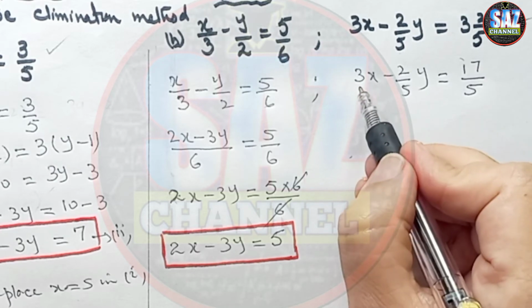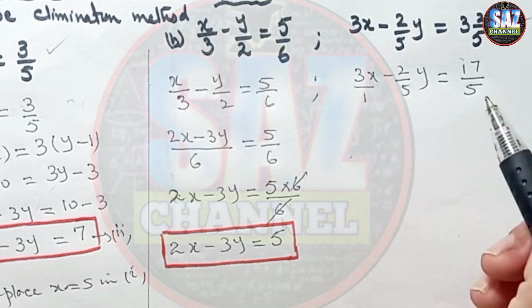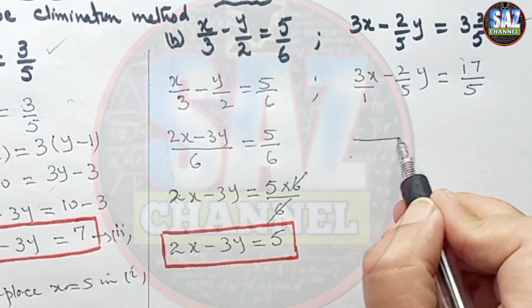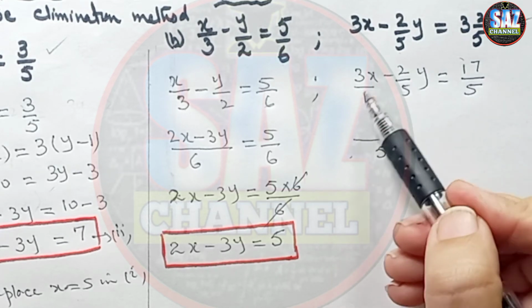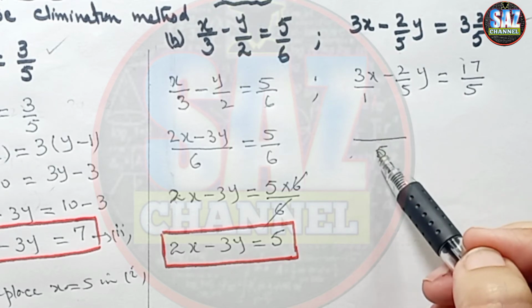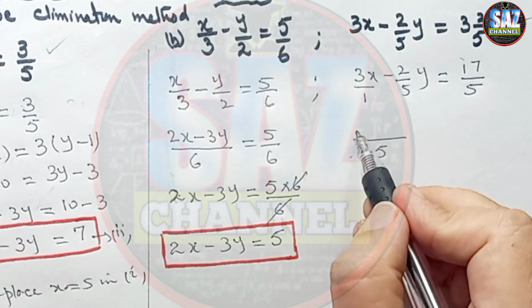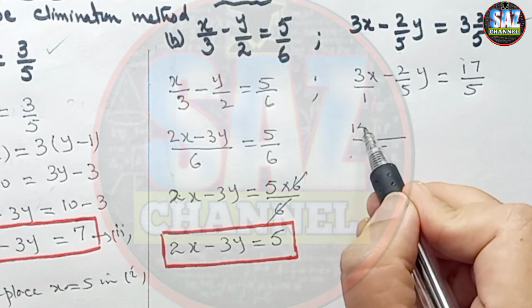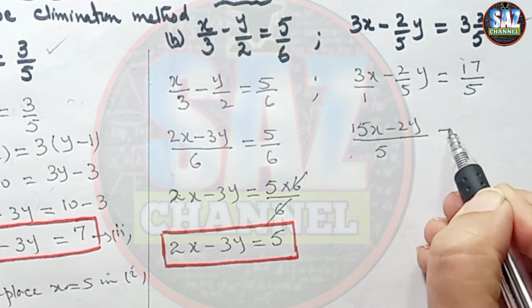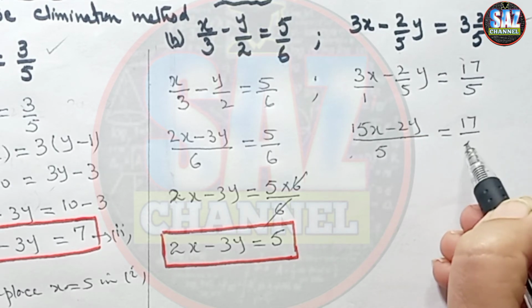Now, first of all, I have to take the LCM on the left hand side. So the LCM will be 5. Let me take the LCM. The denominator of the first fraction is 1. The LCM is 5, so it has a deficiency of 5. So that 5 will be multiplied by the numerator. 5 threes are 15x minus 2y equals 17 by 5.